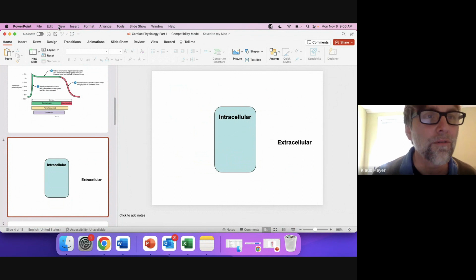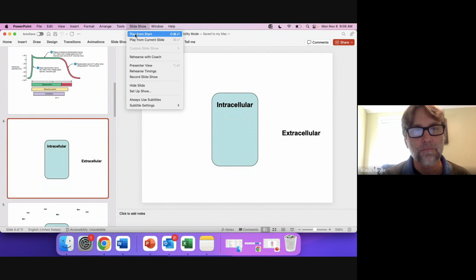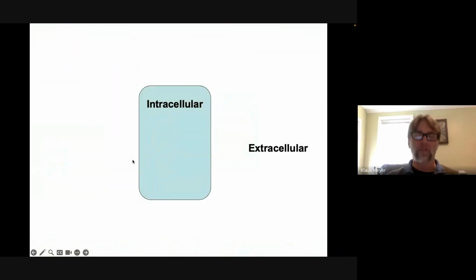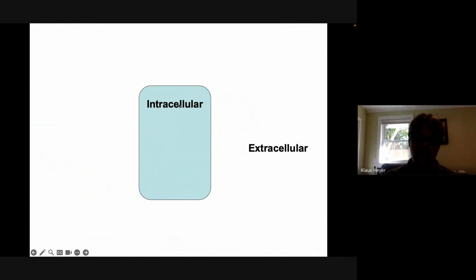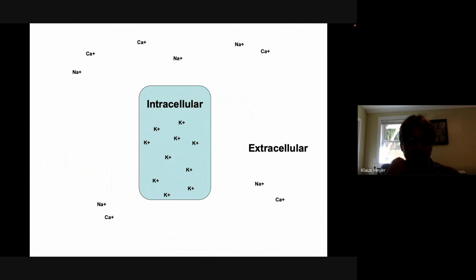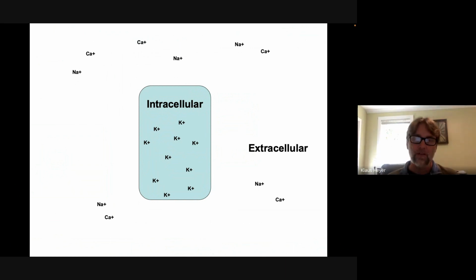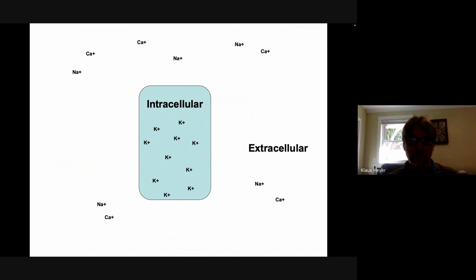Yeah. So, I already explained it, but I'm just going to do it again. There's a cell, and I'm saying that everything in the cell is intracellular, everything out of the cell is extracellular, and then I'm telling you that these minerals, these electrolytes, have places that they like to hang out. Potassium is intracellular, so it likes to hang out inside the cell. Sodium and calcium are both extracellular.